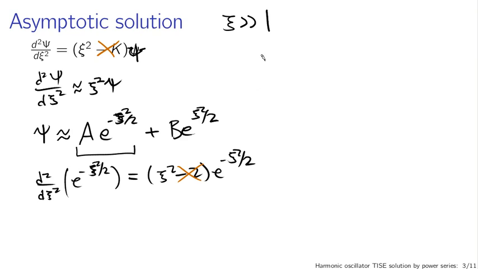This is useful in a couple of ways. First of all, there will be large values of xi. Unlike the case of the infinite square well, there's no sound reason for believing that the wave function will go to zero for large values of xi. It's certainly not required by the laws of physics. It is, however, required by the laws of mathematics. In order to have a normalizable wave function, this asymptotic behavior can't have any of this in it. So if we want our wave function to be normalizable, then b must equal 0.